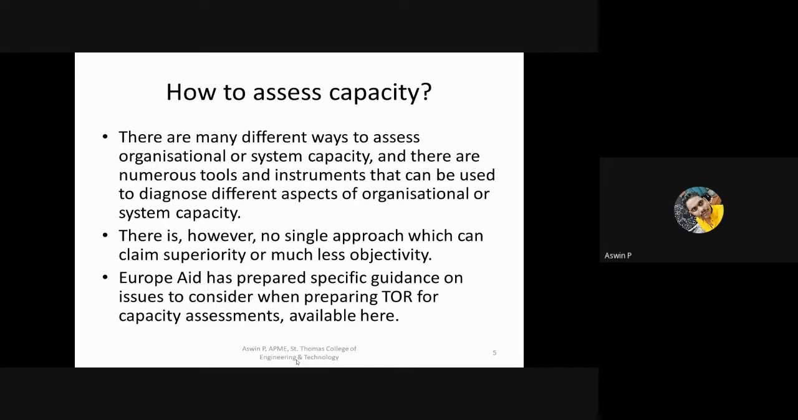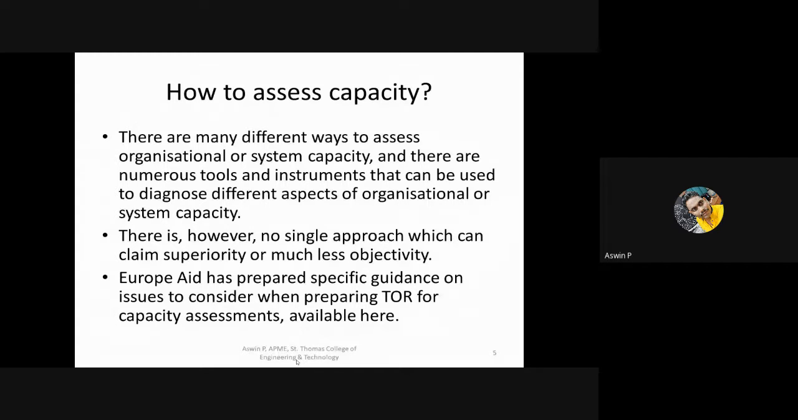In the same way, in disaster management, when we are assessing capacity, we need to use different tools. The same tool cannot be used for earthquake and flood. We need to choose the tool according to the type of disaster and location. And there is, however, no single approach which can claim superiority or much less objectivity. That's a very simple sentence: we cannot say to use a particular tool for every disaster. That will not be efficient for that disaster. Sometimes flood is assessed by some tool and other areas differently.